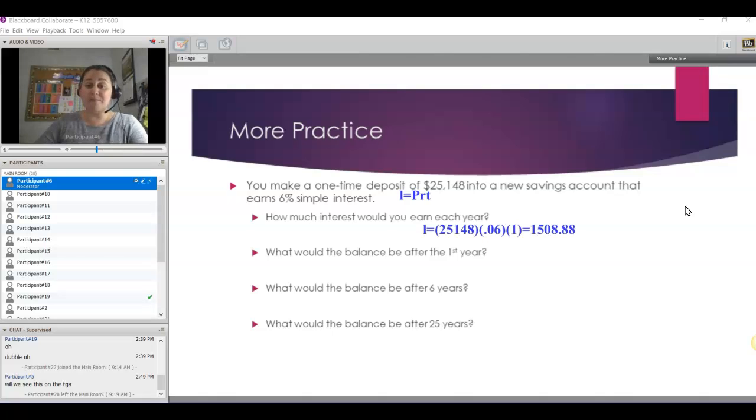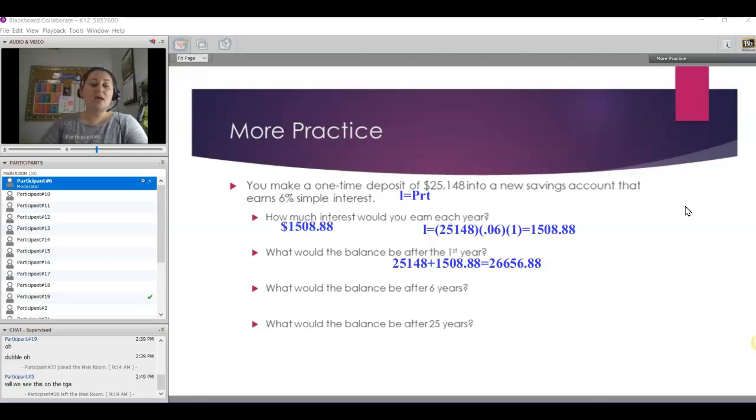Okay. Now I'm going to go ahead and find my balance. I'm going to take 25,148 plus 1,508.88, and what was it? 25,148. I would get $26,656.88. Okay. So here is my interest, 1,508.88. Here is my balance after 1 year, 26,000. Oops. Let's make sure it's right.